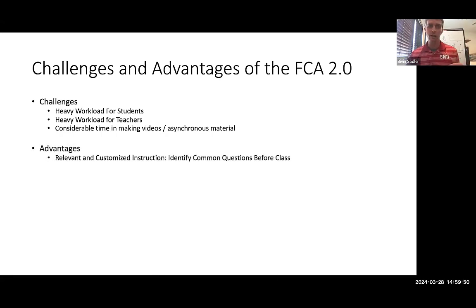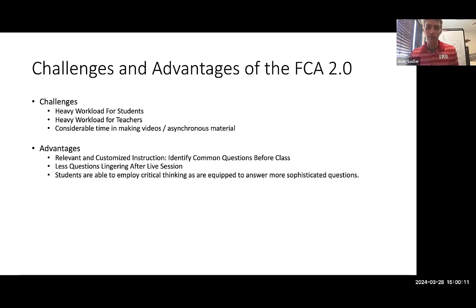Some advantages that we've kind of covered here are relevant and customized instruction, identify common questions before class, right? That's number one for me. Fewer questions lingering after live session. That's what I was noticing in the first couple of years, is that I'd identified a lot of questions in live session, but when are we going to actually answer those as they go onto the homework? Not that you can't do it, but it's more efficient, I think, this way, or it can be.